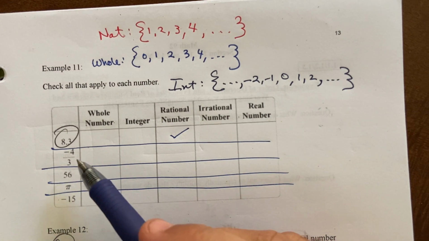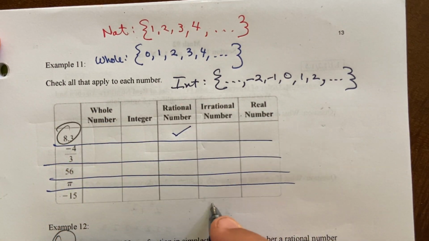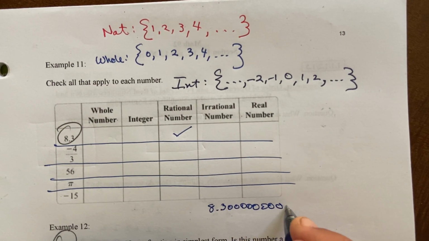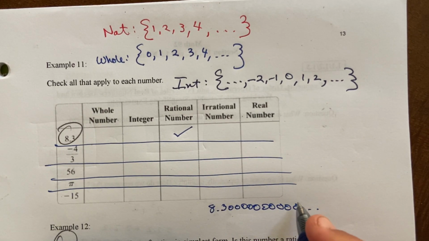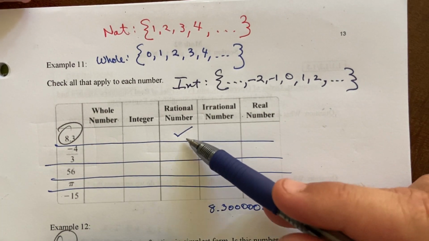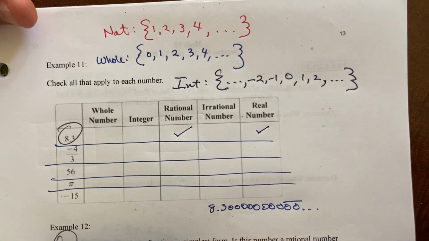Another way of determining that 8.3 is rational is that its decimal ends, but also there's a pattern, right? So 8.3 is the same as 8.30000000000 forever. And that's actually a pattern. Sometimes we draw a bar over to represent the pattern. So that's another way of saying that it is rational, is that it has a pattern in its decimal. If it's rational, it's never irrational. And it is real. You can have $8.3. That's a real thing.